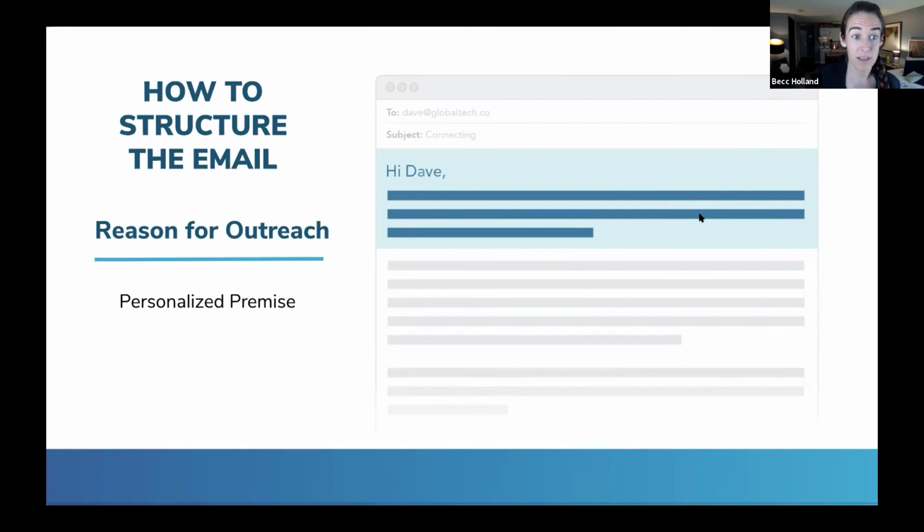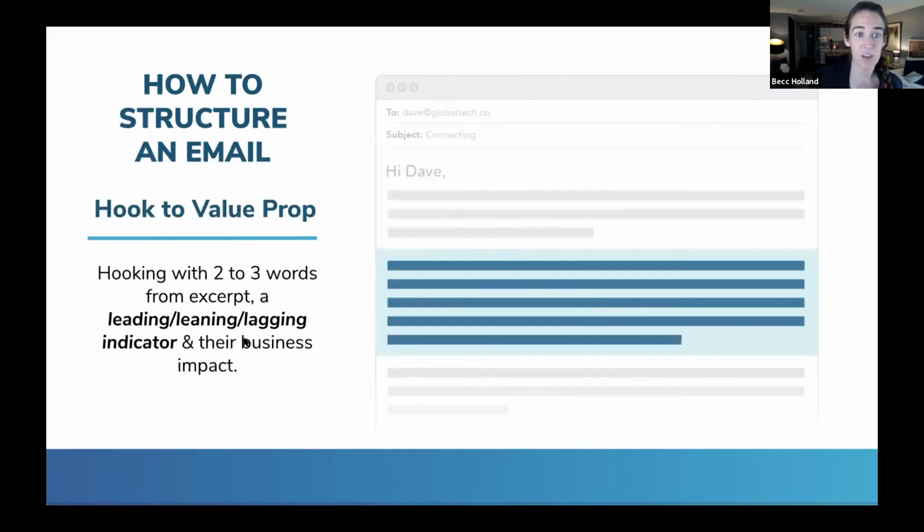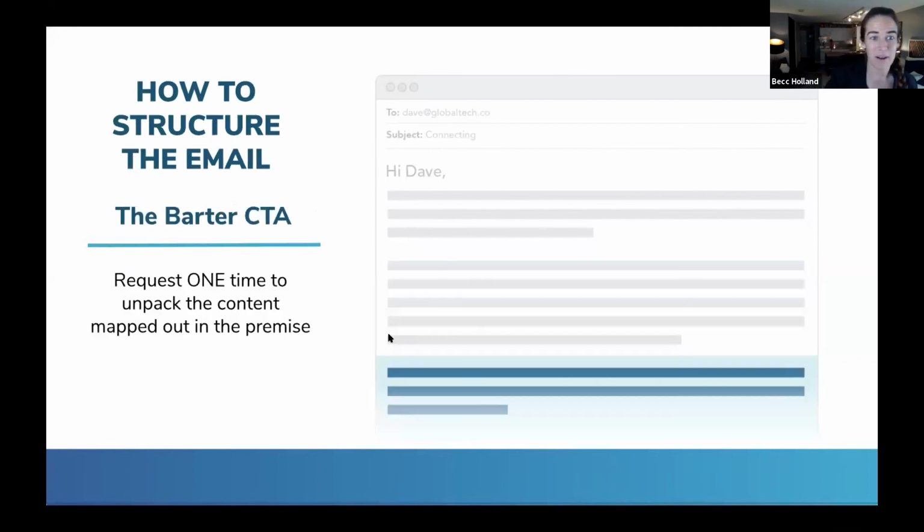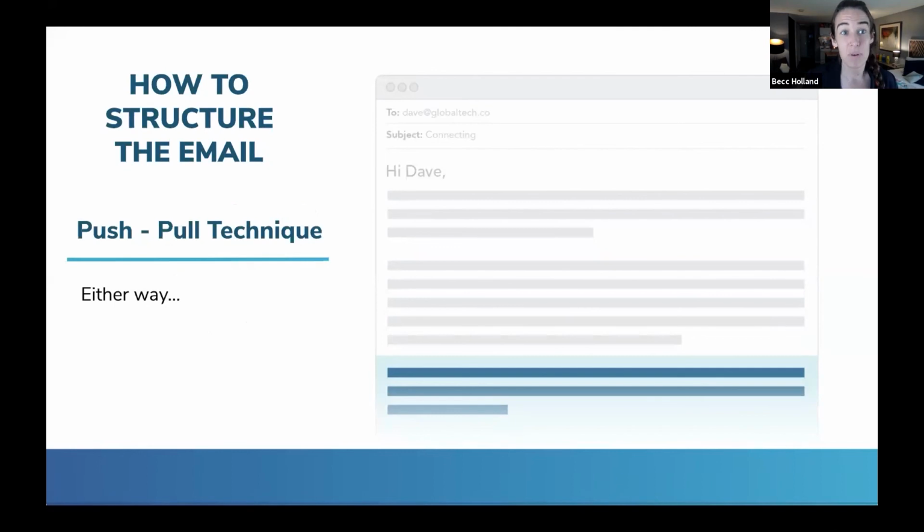This should be your longest line. The second line, you want to hook based on leading, leaning, and lagging indicators. Get to know your buyer, not in terms of your product or your value prop. Figure out what these are for them, and then you're always going to be in the right realm. You want to request one time to unpack the content in the CTA, and then use the push-pull technique.